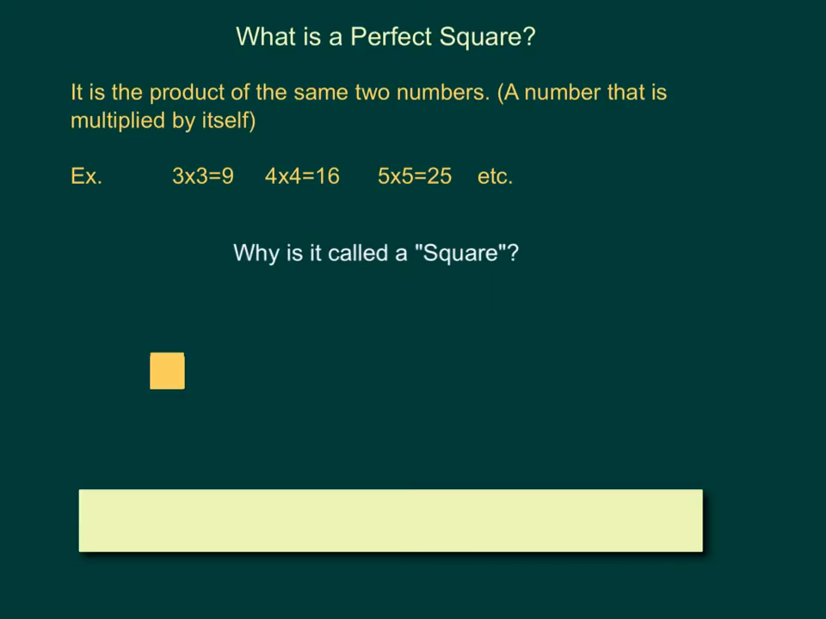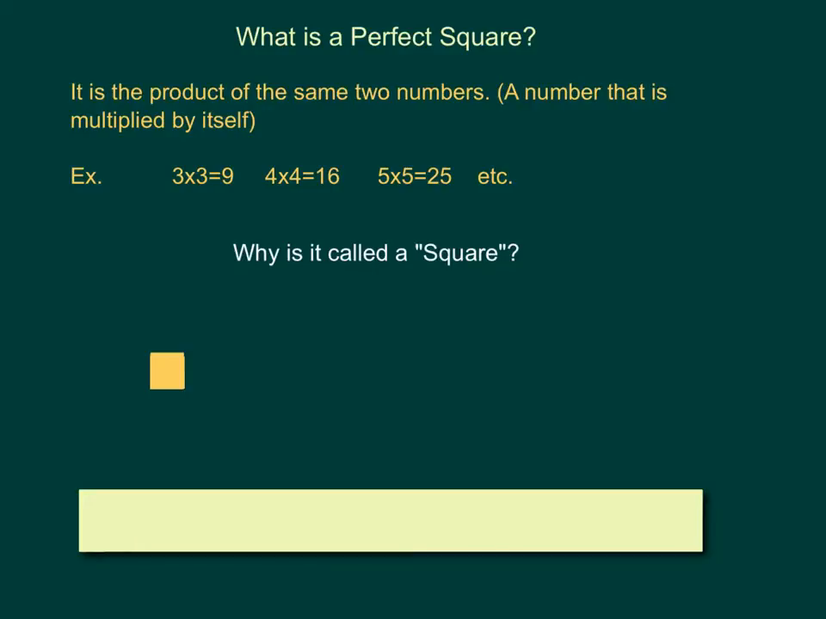So what is a perfect square? Well, it's a product of the same two numbers, which means it's a number that's multiplied by itself. So when we look here, 3 times itself, 3, is 9. So that is a perfect square. 4 times itself, 4, is 16. 5 times 5, etc.